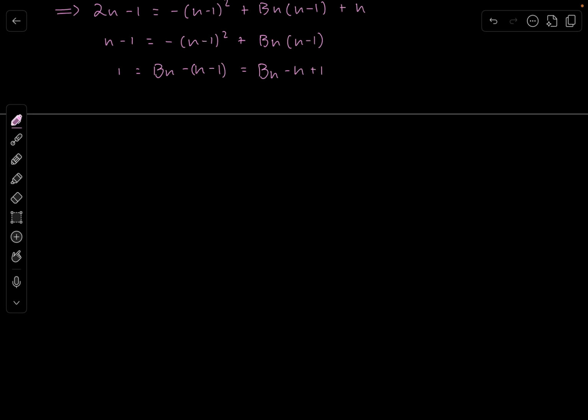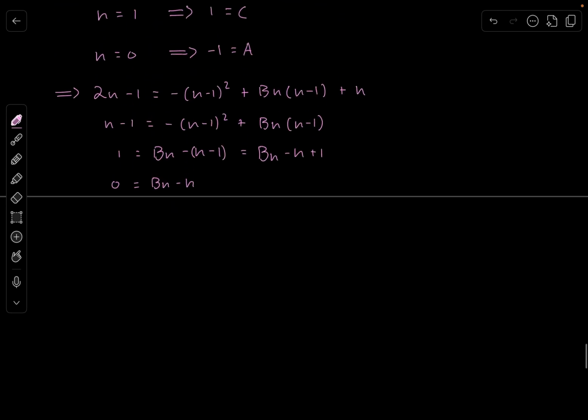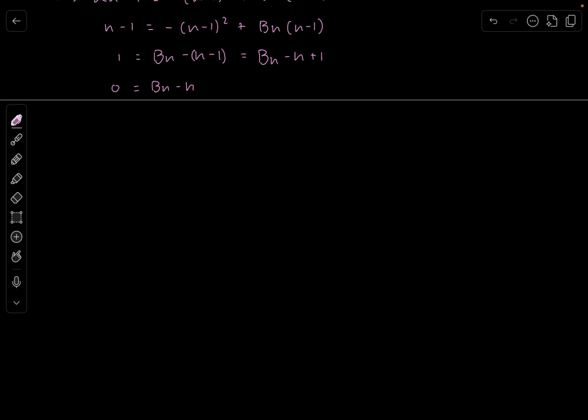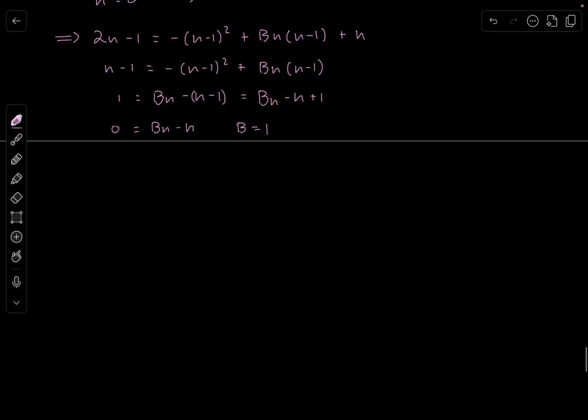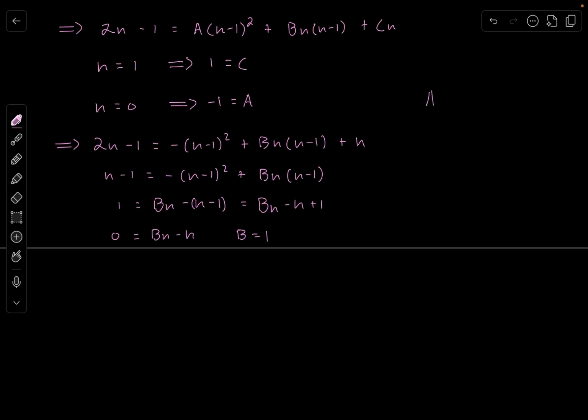Subtract 1 from both sides. You get 0 is equal to bn minus n, which means that you get b is equal to 1. So we have a is equal to minus 1, c is equal to 1, and b is equal to 1.